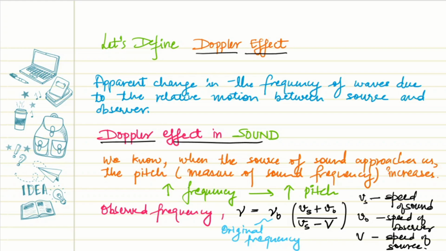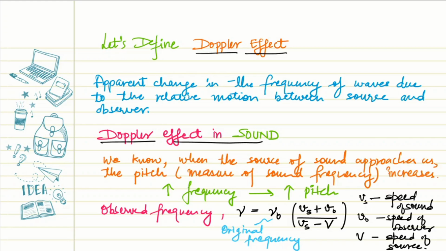We know as the source approaches us, the frequency will increase. So this fraction should be more than 1. The speed of sound gets added to the speed of the observer in the numerator, so we have to subtract the speed of the source from the speed of sound in the denominator. So this fraction will be greater than 1. From seeing this expression, we can say the frequency of the sound increases as the source approaches the observer.